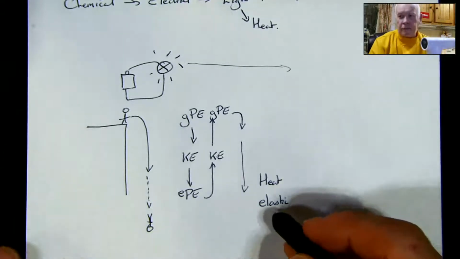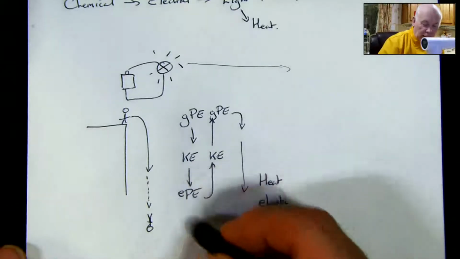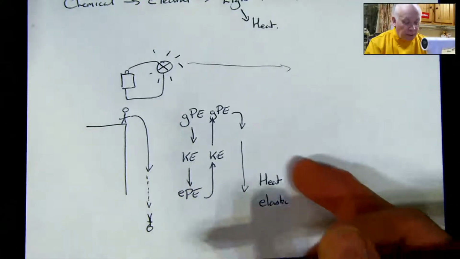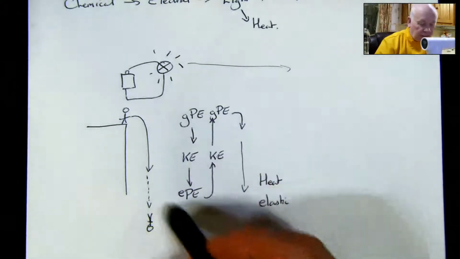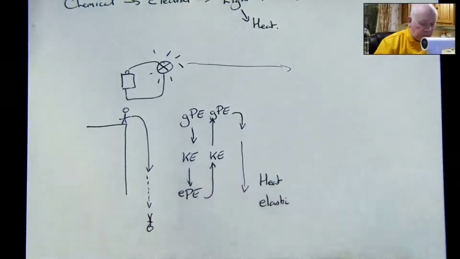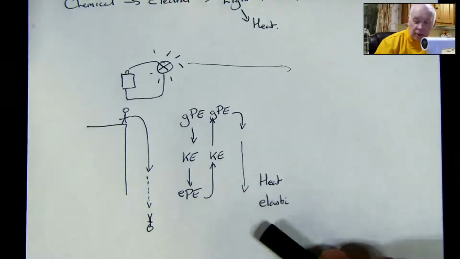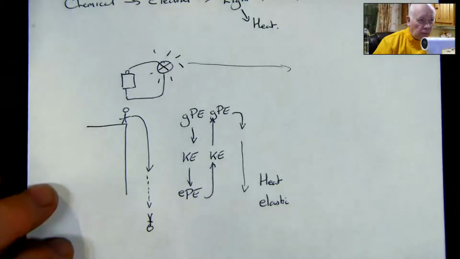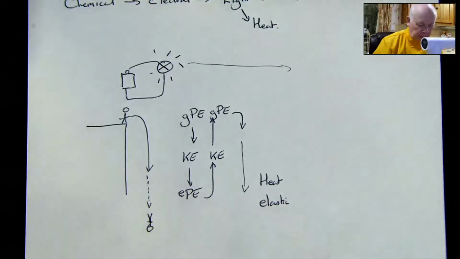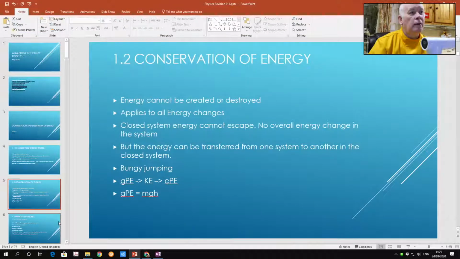You'll also have air resistance and various other things, but the energy is slowly lost. But it's not lost. It's just changed. We can't see it, and that's why we describe it as being lost. So we see gravitational potential energy turning into kinetic energy, into elastic potential energy, into kinetic energy again, and gravitational potential energy, and eventually into heat.